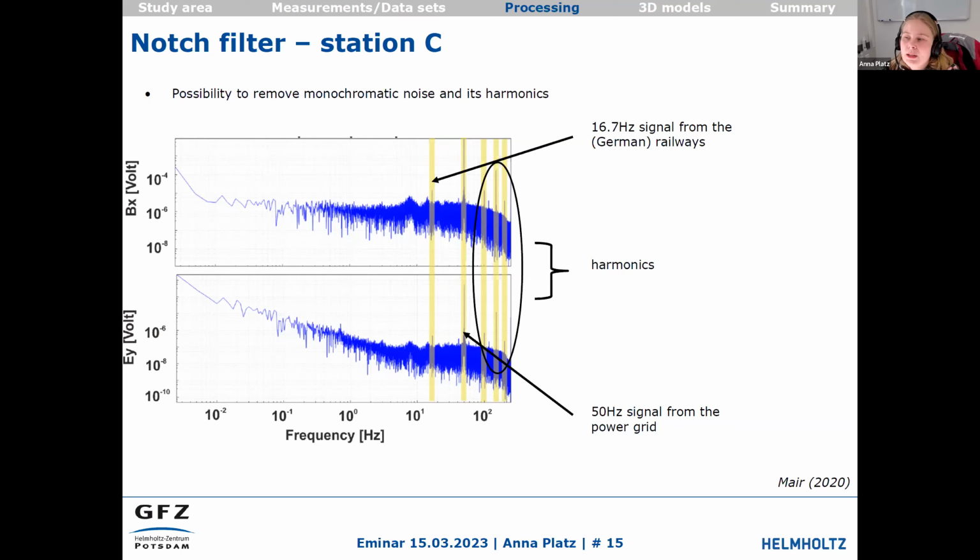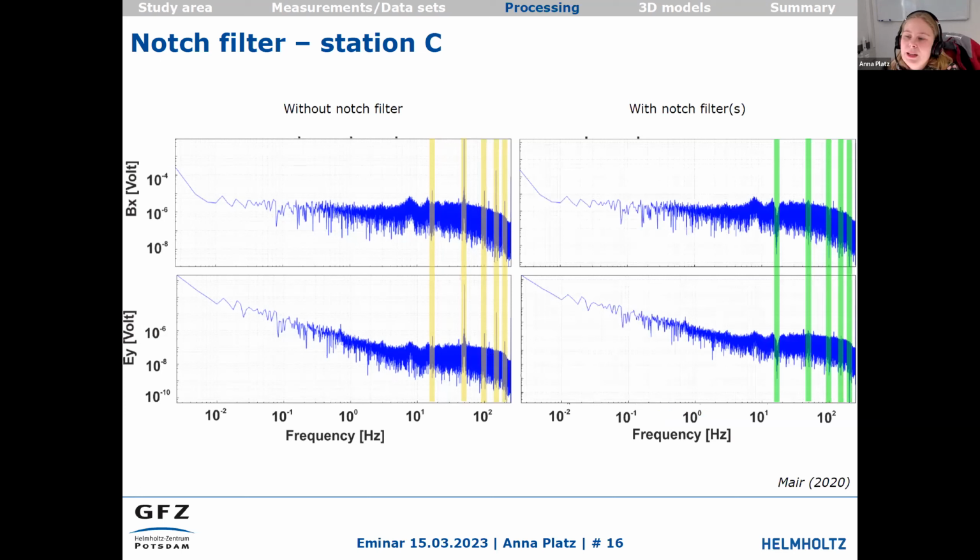And for this, we applied several notch filters using the base frequency and also the harmonics. And for these two frequencies which I show here, we did this for almost all stations. We also had some stations where we had to remove other monochromatic noise, for example, with a base frequency of 22.6 Hertz. On the right-hand side, you see now the result of a frequency spectrum after applying these several notch filters. And you see that for these frequencies, which I show here by these yellowish colored, we really could remove these frequencies in our frequency spectrum by the notch filters.